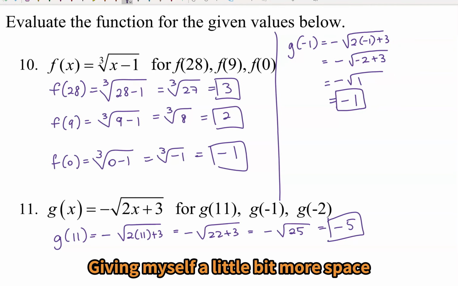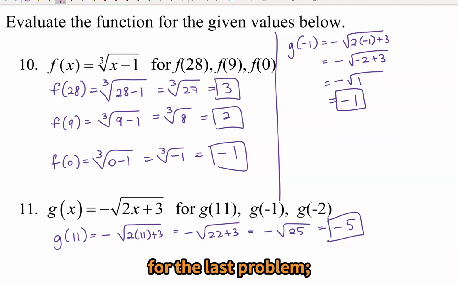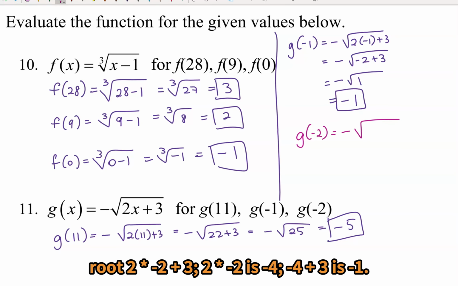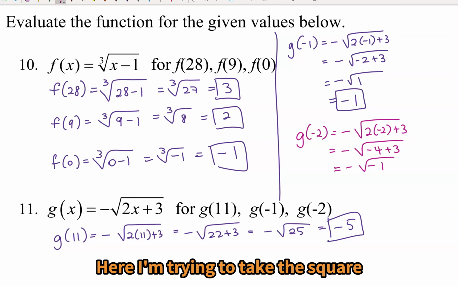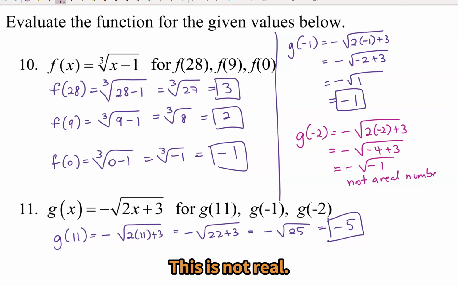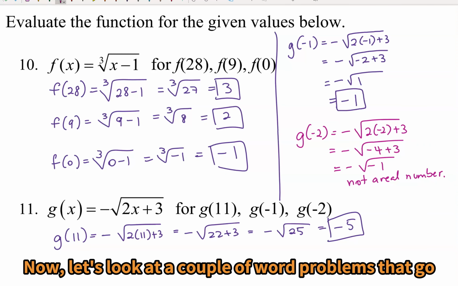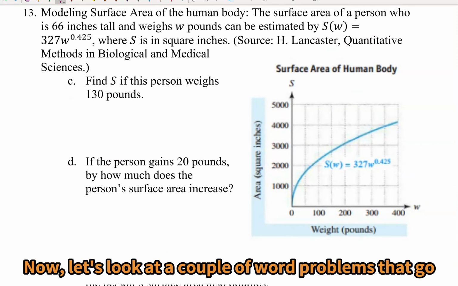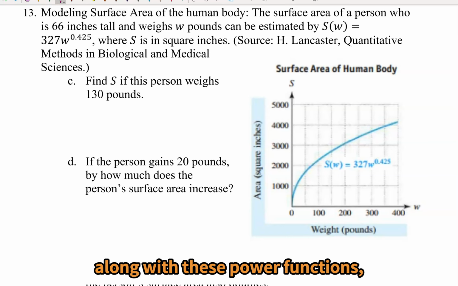Giving myself a little bit more space for the last problem. G of negative 2, negative square root 2 times negative 2 plus 3. 2 times negative 2 is negative 4. Negative 4 plus 3 is negative 1. Here I'm trying to take the square root of a negative number. This is not real.